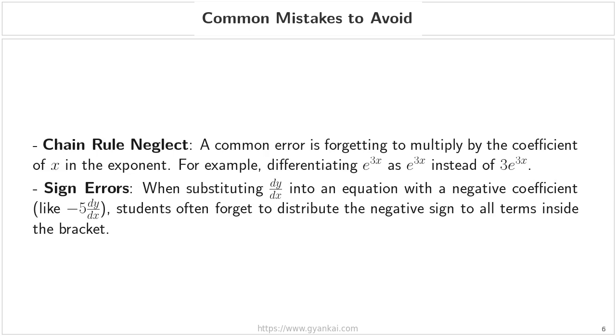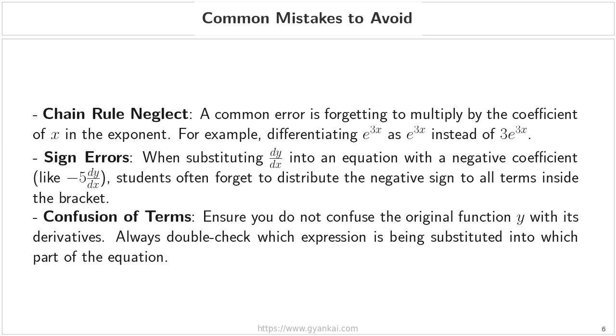Next, be mindful of sign errors. This typically occurs during the substitution step we performed in the previous slide. When you substitute the first derivative, dy by dx, into an equation that has a negative coefficient, such as minus 5 times dy by dx, it is easy to forget to distribute that negative sign to every single term inside the brackets. As you saw in our example, failing to distribute the minus sign correctly will prevent the terms from canceling out to 0.